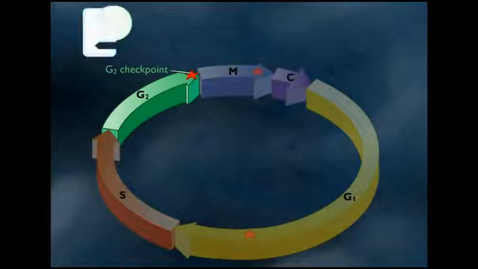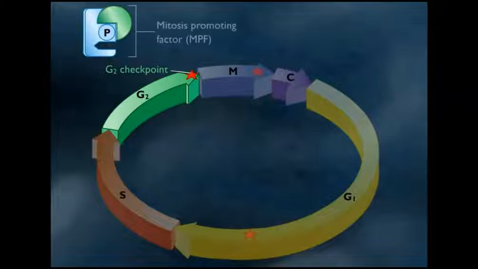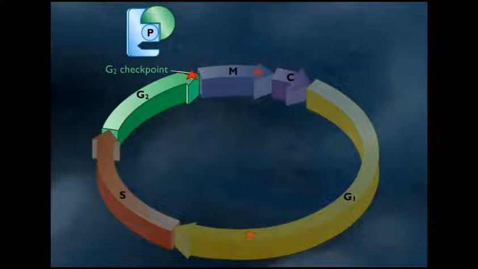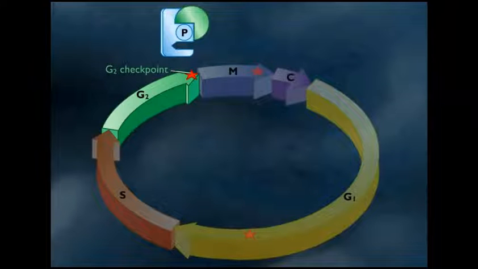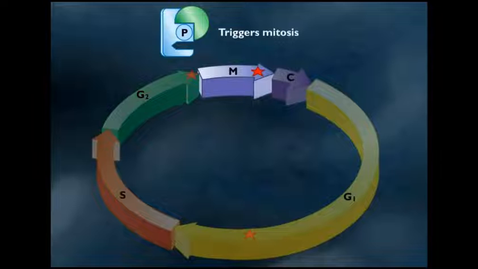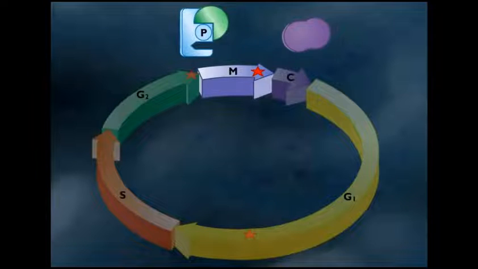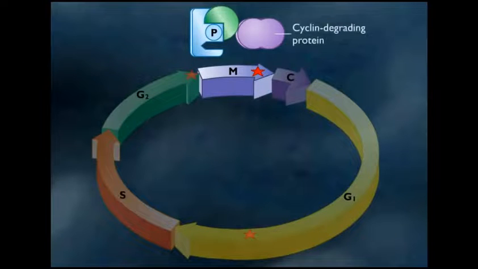The cyclin binds to CDK to form a complex called MPF, mitosis promoting factor. When the level of MPF exceeds the threshold necessary to trigger mitosis, the G2 phase ends and mitosis begins. One of many functions of MPF is to activate proteins that destroy cyclin.